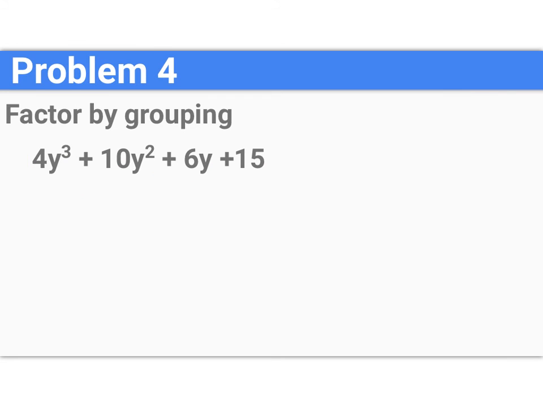And finally, okay. All right, so we got our y cubed and our y squared. What can we take out? We can take out a 2, and we can take out a y squared. If we put this together and this together, and let's see what we have. 4 divided by 2 leaves 2. Y cubed divided by y squared is y. 10 divided by 2 is 5. Y squared divided by y squared is 1.